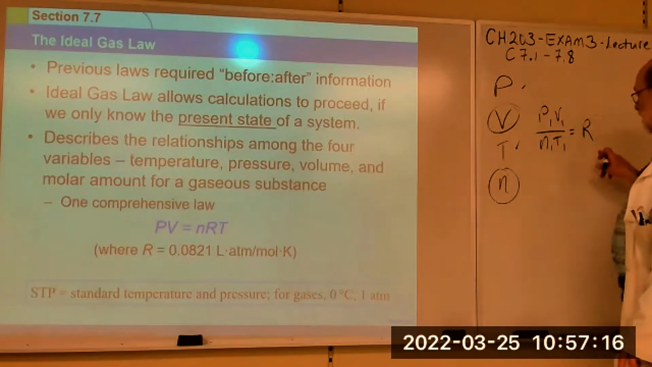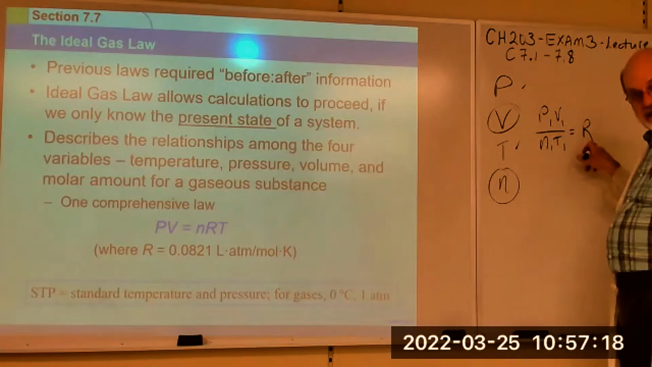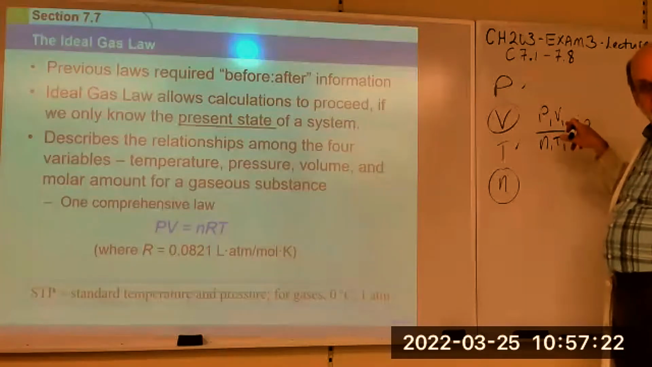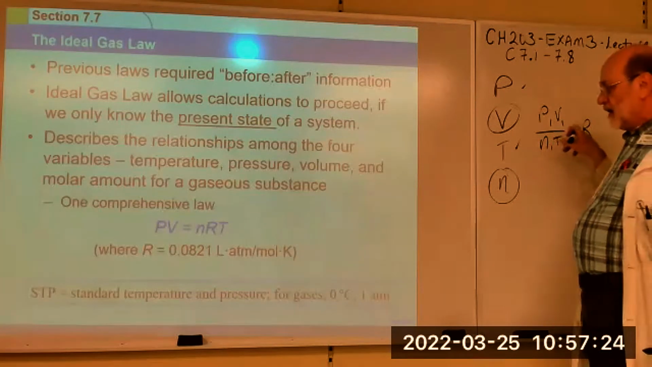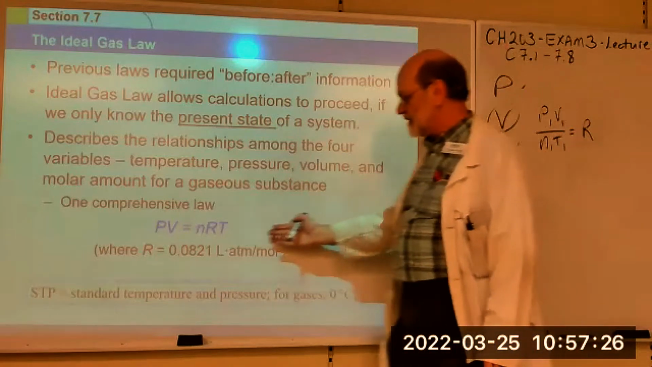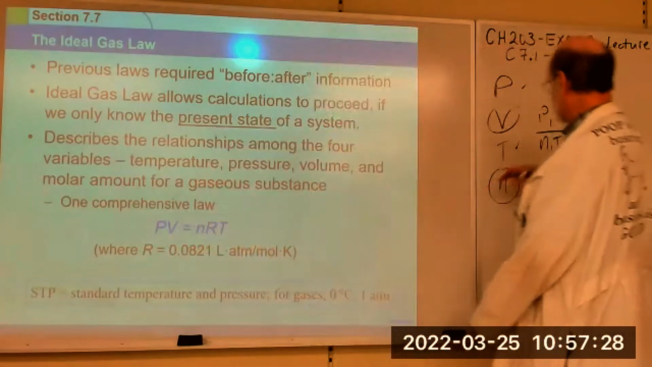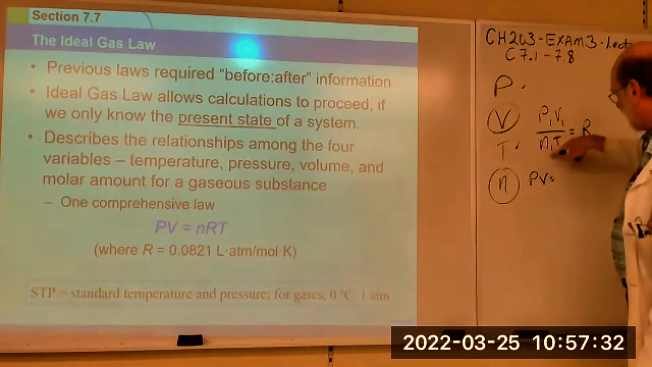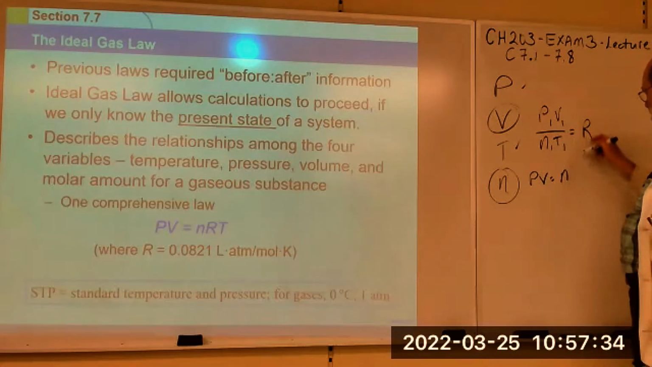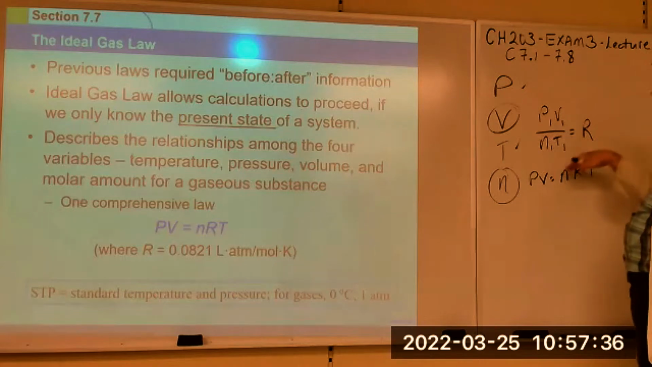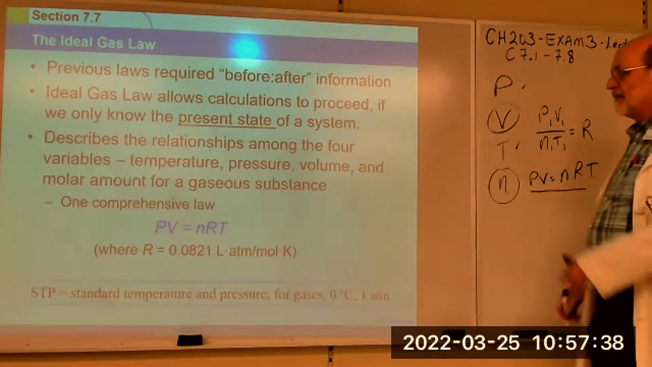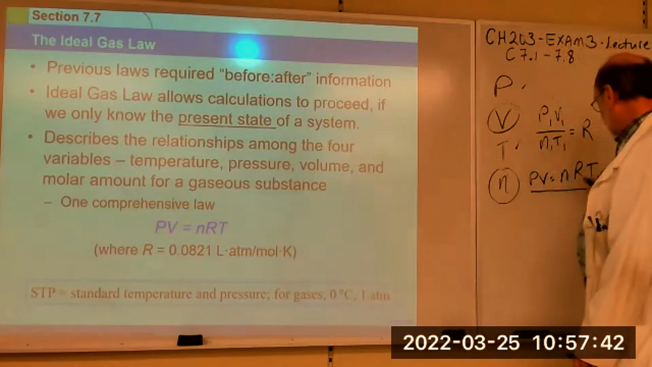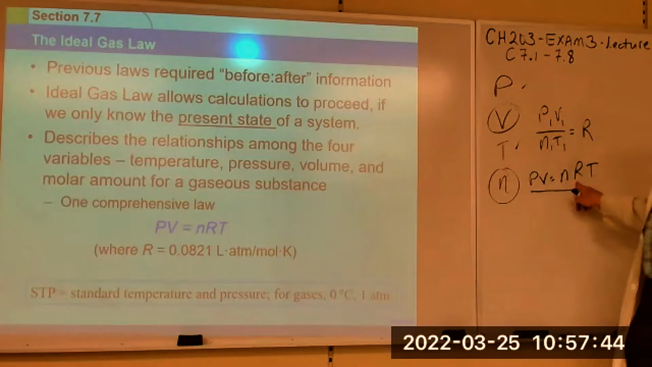Now, if we know what the constant value is, and we know 3 of these, we can solve for the 4th one. Normally, it's expressed in these terms right here. So you would just solve this one for PV on this side, and then move NT over here: PV equals nRT. So that is the ideal gas law, and this is the ideal gas constant.